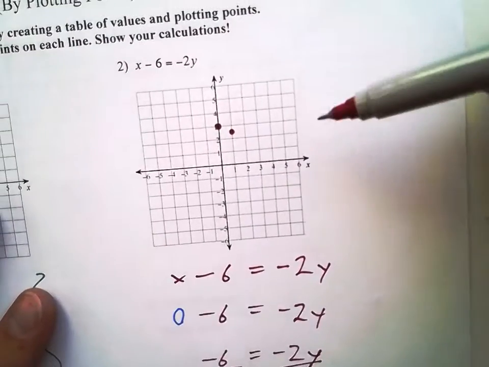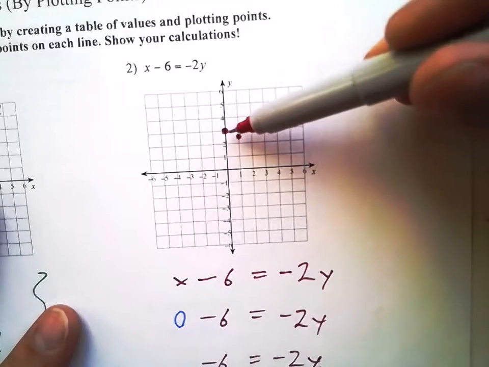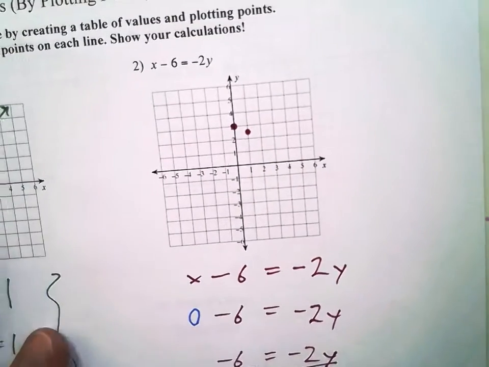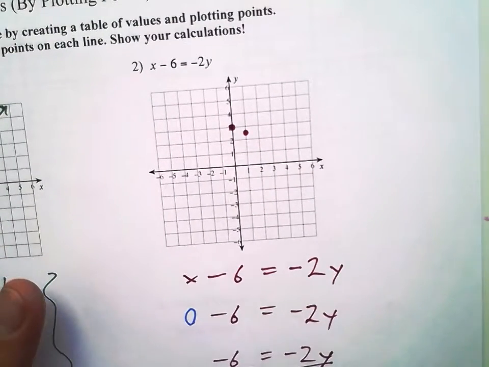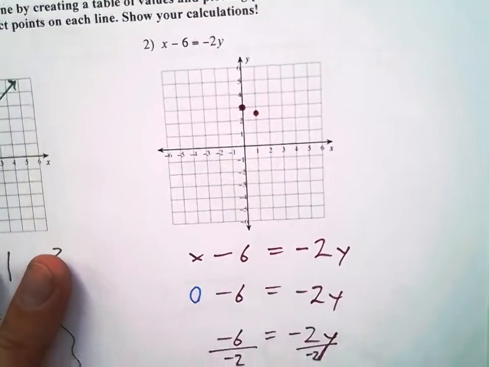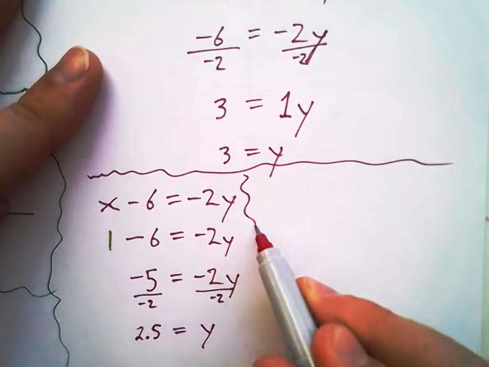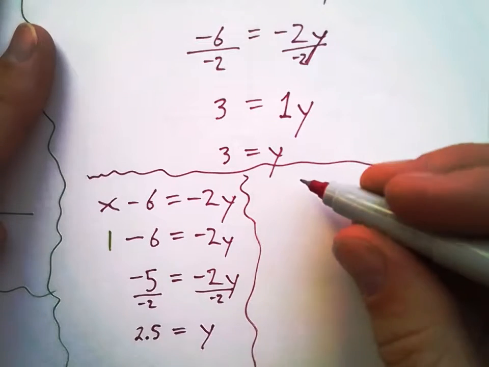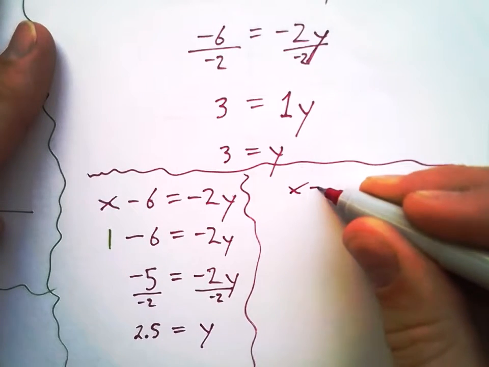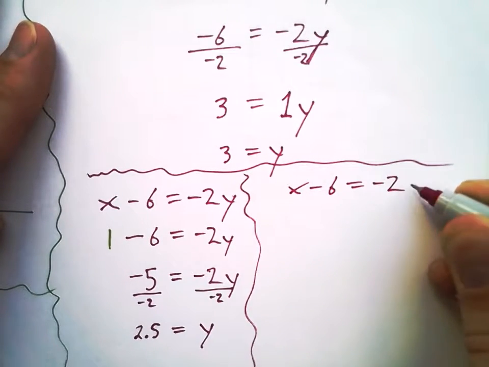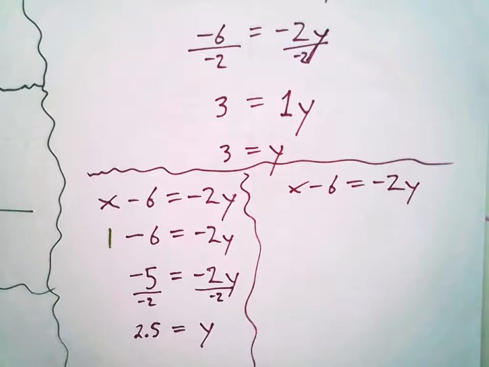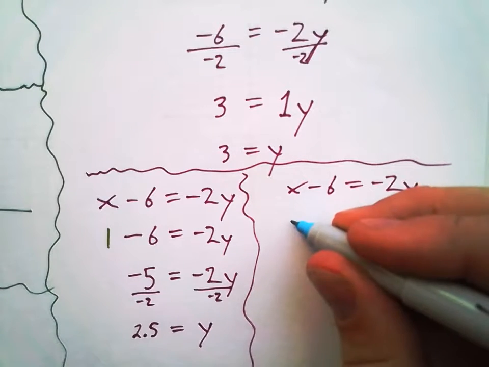So this one's a little weird because it's not on an integer. So let's do at least one more point to make sure that we have the way it's going correct. So I'm going to start with the equation again. X minus 6 equals negative 2y. And let's see what happens if x is 2.